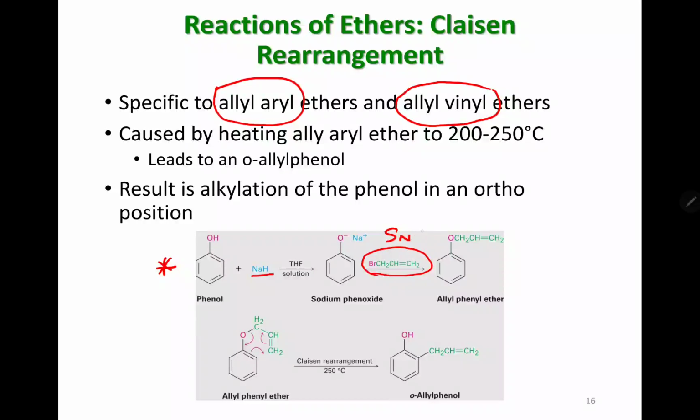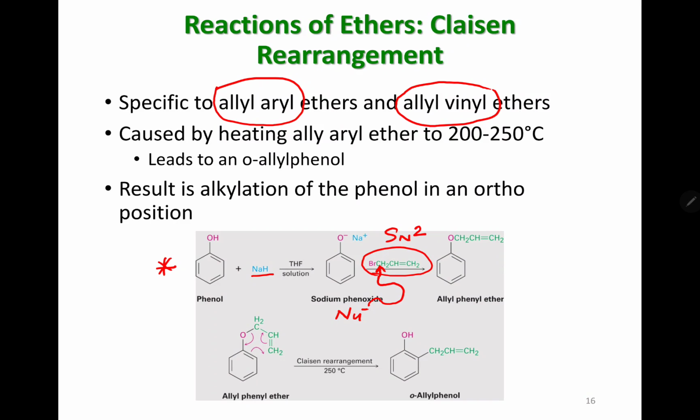This is SN2, which means the phenoxide ion is your nucleophile. It will basically attack the carbon right here, and then the bromide will leave, giving you an allyl phenyl ether. It is hard to say these words, but as long as you are comfortable in writing them, you should be fine in the exam. So this is how you generate allyl phenyl ethers.